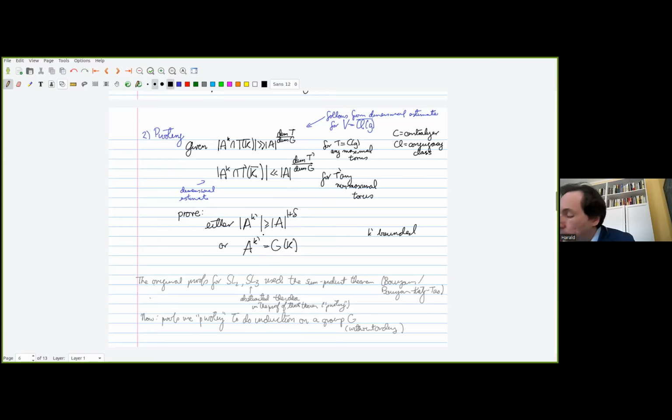Right. So in either case, you are done. Either you got the entire group or you got growth, which is great because you can repeat that and repeat. Right. So the original proofs. So pivoting, we will not talk so much about.